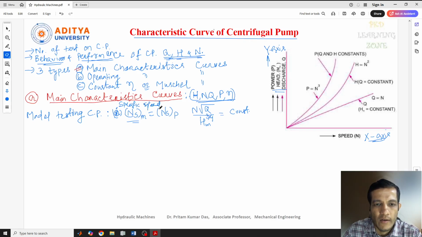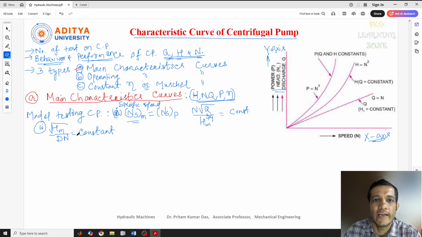The second one is the correlation for the head, that is the manometric head. For the manometric head, we got root over Hm by DN equal to a constant. How I got this equation, I already explained in the previous lecture. You can see the previous lecture to understand or remember this correlation that we got previously.